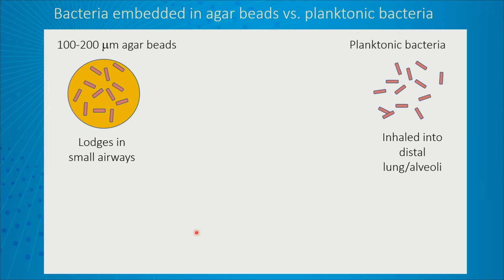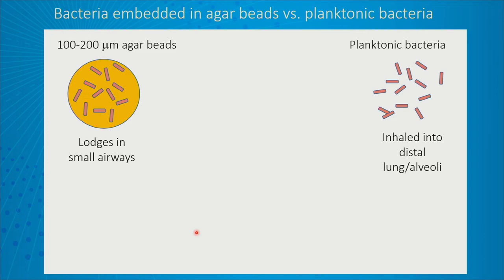For those of you less familiar with the method, why is this such a big deal? Well, you need to make beads of the exact size. So you're putting live bacteria into molten agar. You end up with beads of all different sizes. You only want the ones that are 100 to 200 microns in diameter for mice. These have been shown to reliably lodge in small airways.